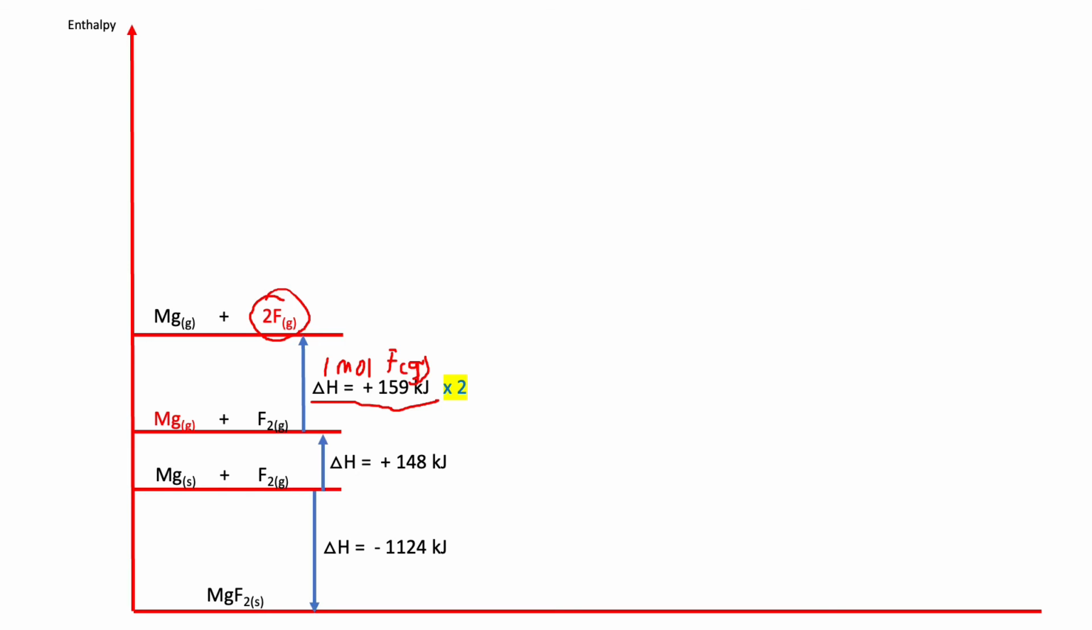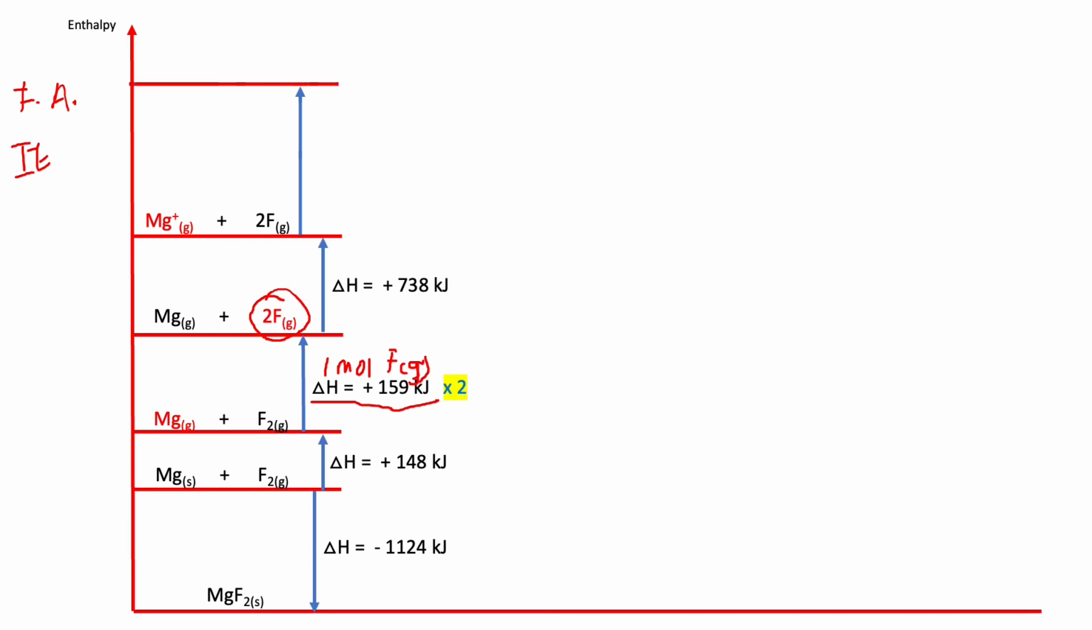Now next, we have done with formation, we have done with atomization. Now let's go to ionization energy. So the first IE for magnesium, which is to produce Mg+, involves positive 738 kilojoule. And then I will go to the second ionization energy for magnesium to produce Mg2+. It involves 1450 kilojoule.